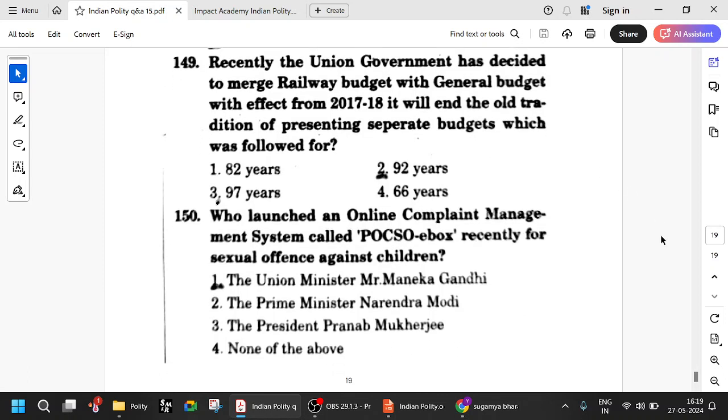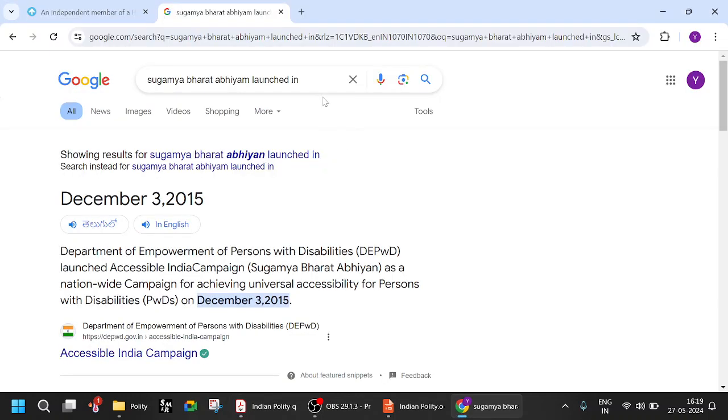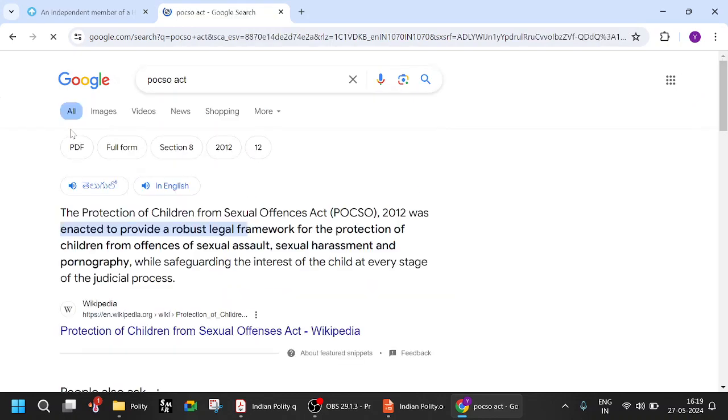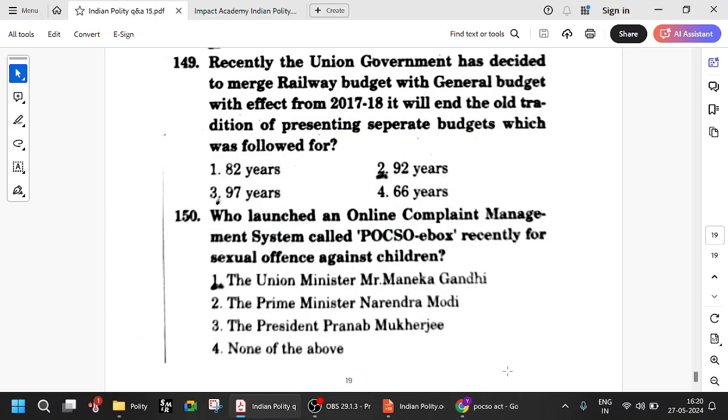Who launched an online complaint management system called POCSO e-box recently for sexual offences? Union Minister Maneka Gandhi. That means this was probably sometime back. Anyway, remember this POCSO Act is very important. Protection of Children from Sexual Offences Act 2012, to provide a robust legal framework for protection of children from offences of sexual assault, harassment, and pornography. Very important, POCSO 2012. So that is the end of this paper.